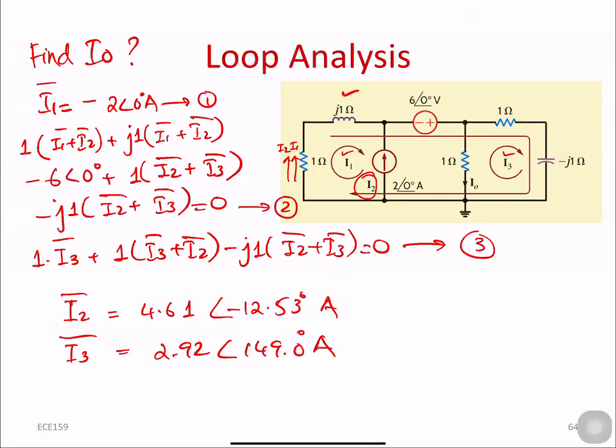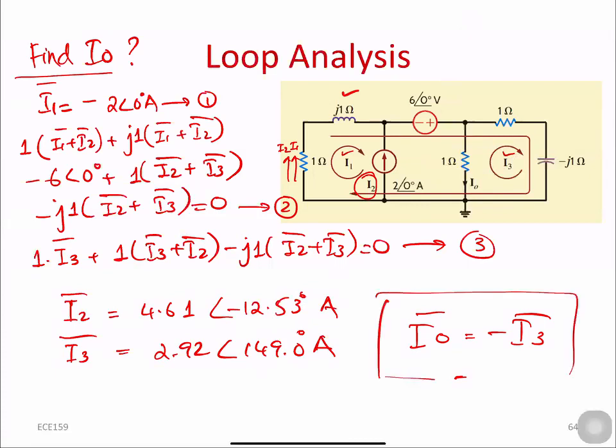Now, what was our goal? We need to find I naught. What is I naught here? I naught is flowing through this 1 ohm resistor, and we labeled it as I3. However, the I3 direction is opposite to the I naught direction, right? So we will call this I naught equals negative I3. This is negative I3, and this is going to be this value.